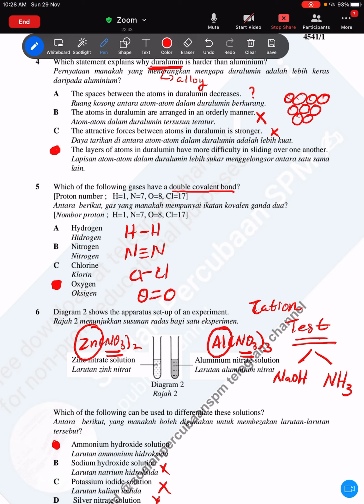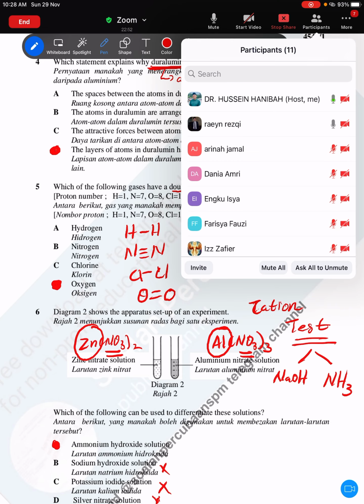Soluble, am I right? What? Okay, good. Thank you. Alicia, just now Alicia have text over there.